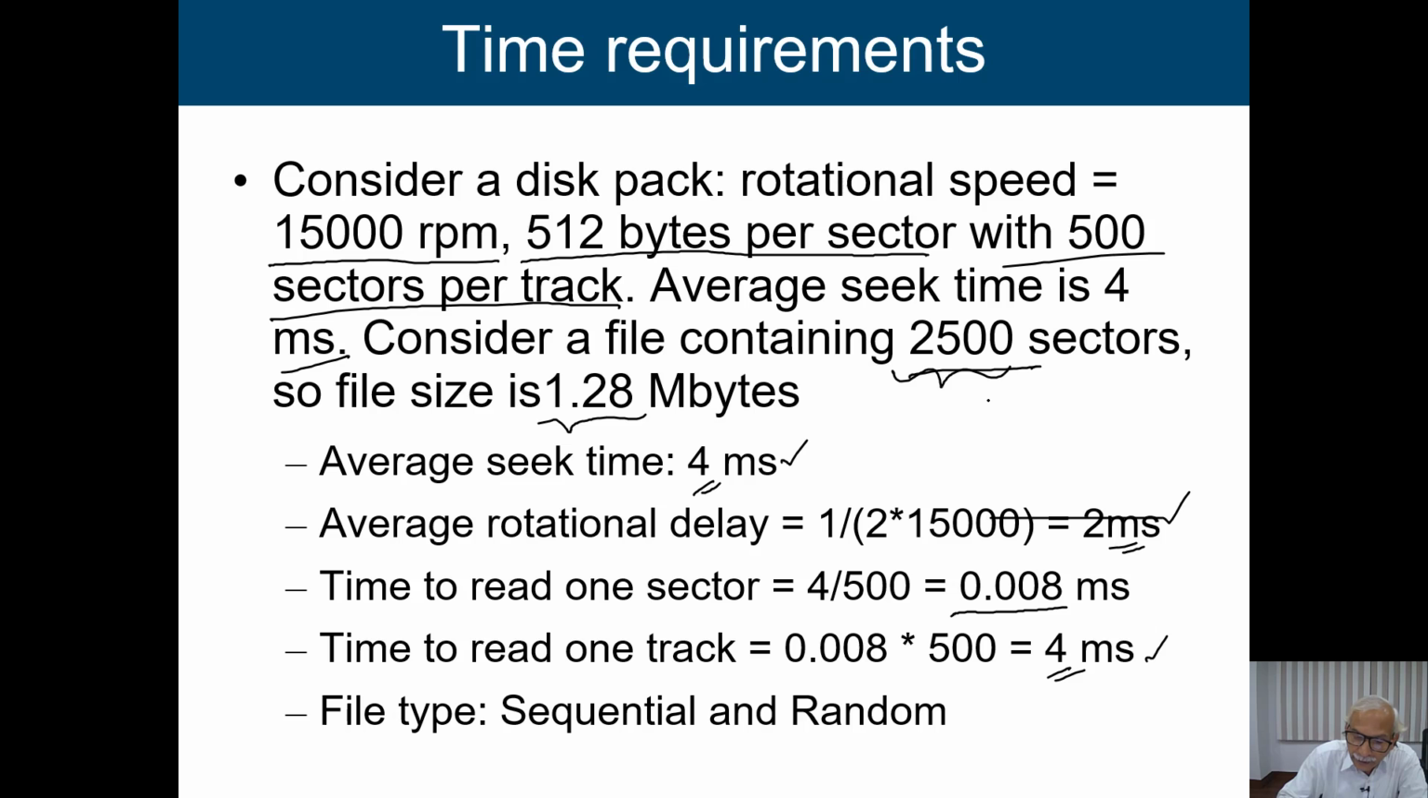So in one track we can have 500 sectors. So that means here we can say that we are dealing with 5 tracks. Basically information can be stored in 5 tracks. So that means the total capacity of 5 tracks is 1.28 megabytes.